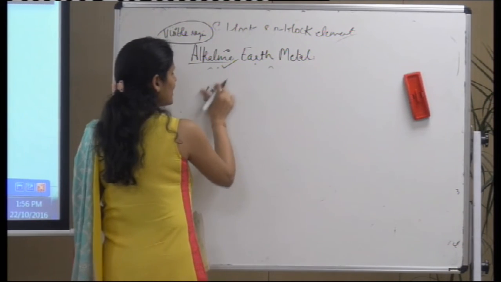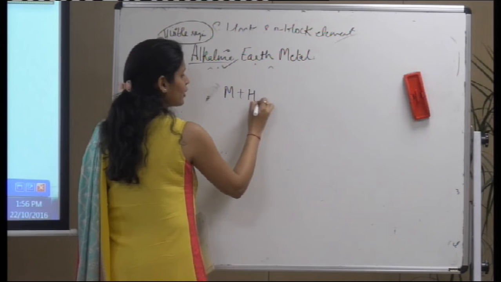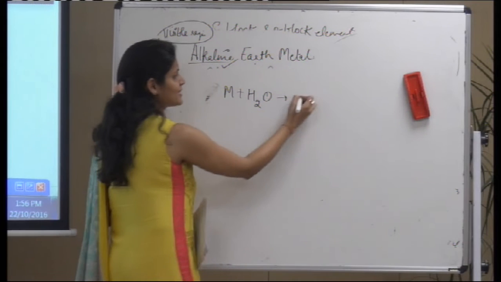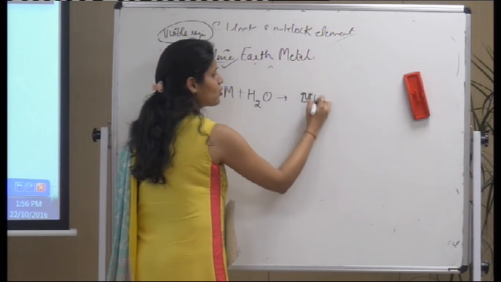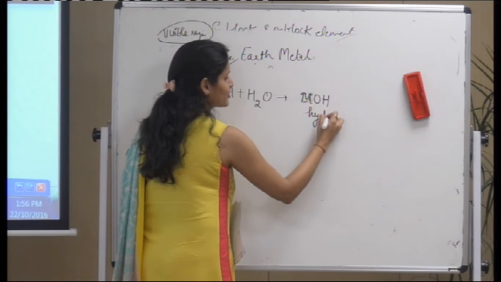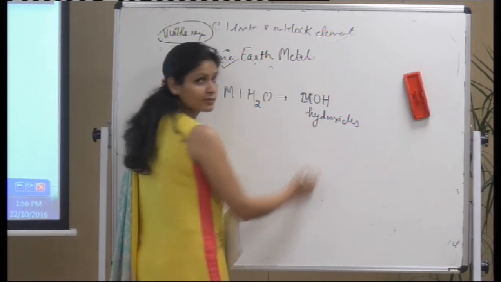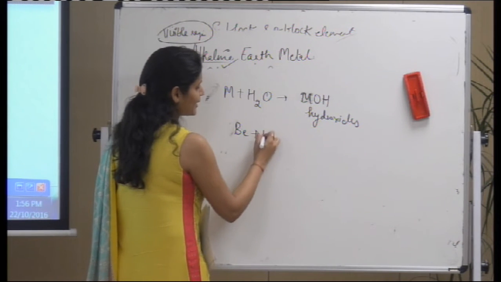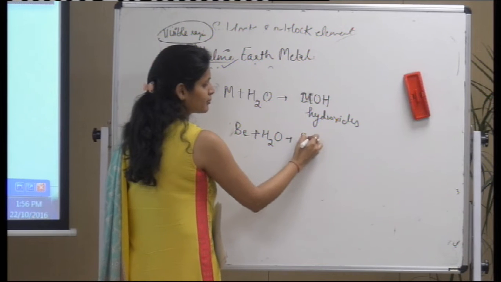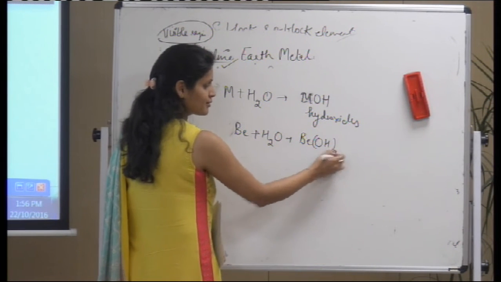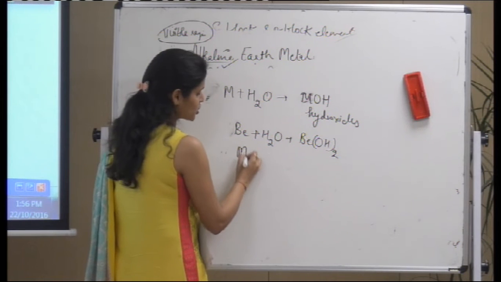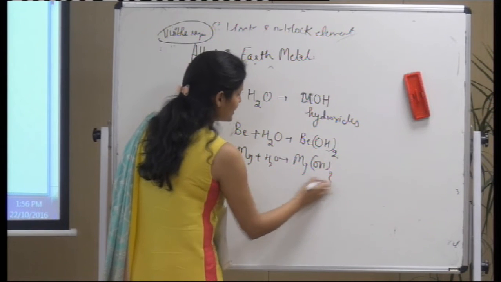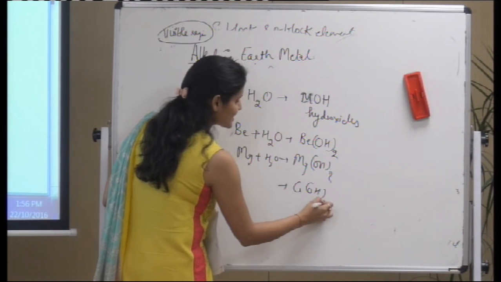Other reaction would be with water. Alkaline earth metals can combine with water and form hydroxides, MOH. These are hydroxides, right? So beryllium combines with water to form beryllium hydroxide, magnesium forms magnesium hydroxide, and similarly calcium forms calcium hydroxide, which is also called slaked lime.